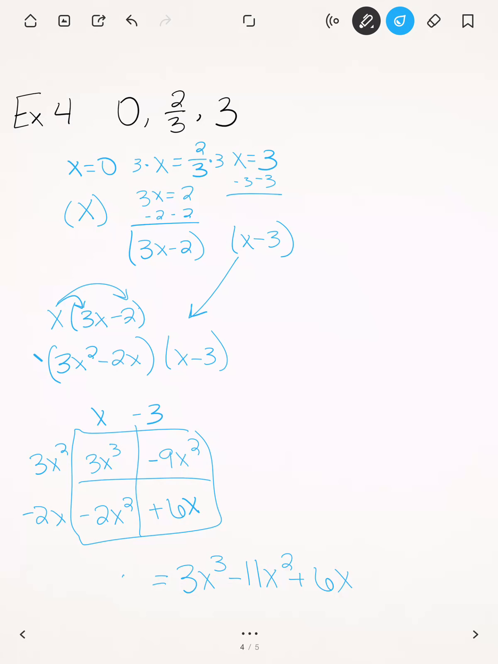And my function, I'm going to use y this time. Again, y, f of x, they mean the same thing. So there is my equation. And again, if I were to factor this, my zeros would be 0, 2/3, and 3.